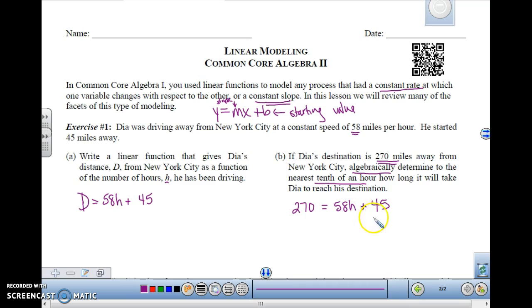Subtract the 45. You get 225. And then divide by 58. And h actually works out to be, to the nearest tenth, approximately 3.9 hours. So he is traveling at a constant rate of 58 miles per hour. So that means after approximately 3.9 hours, he will be 270 miles away.